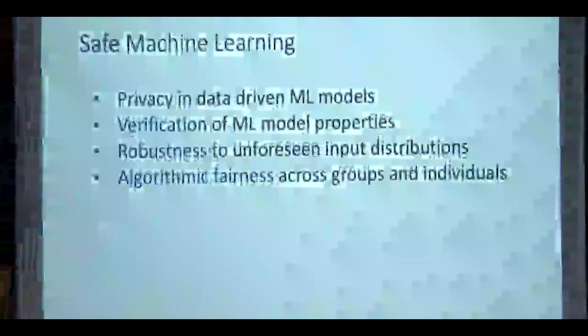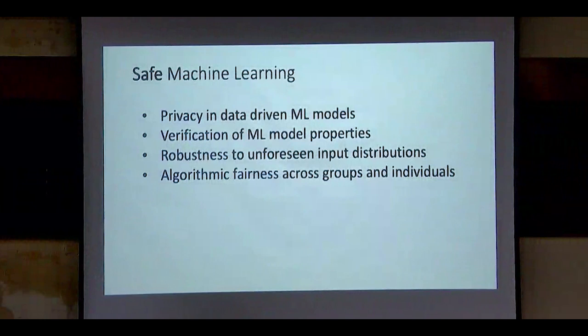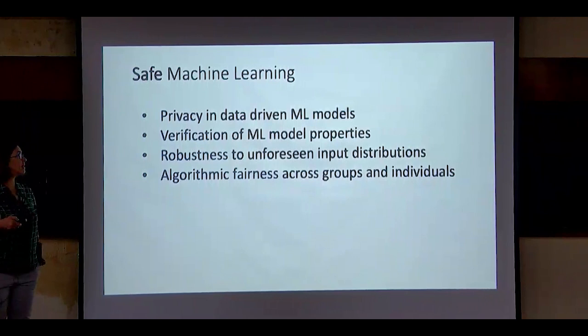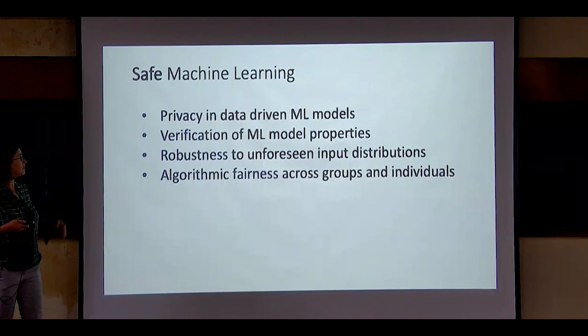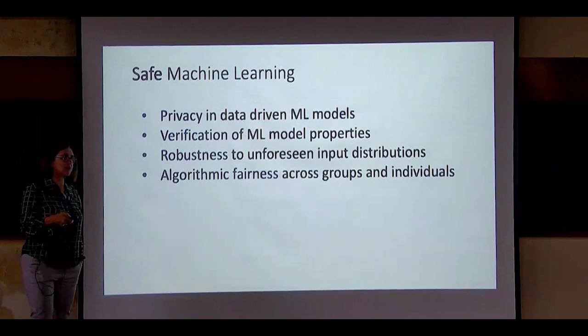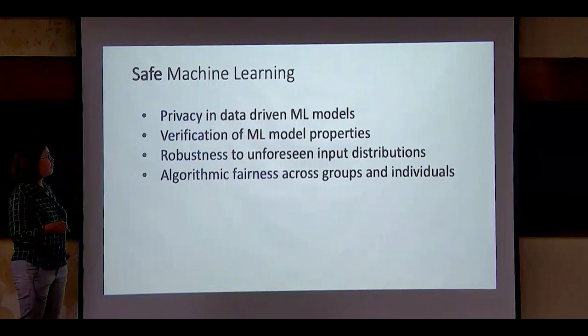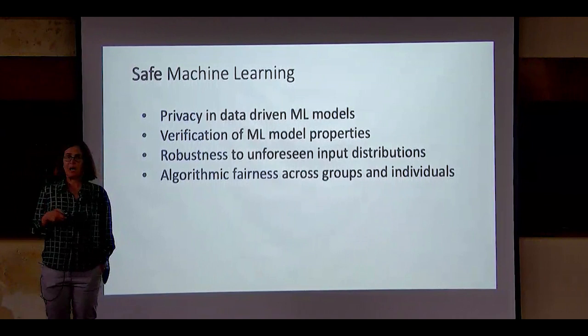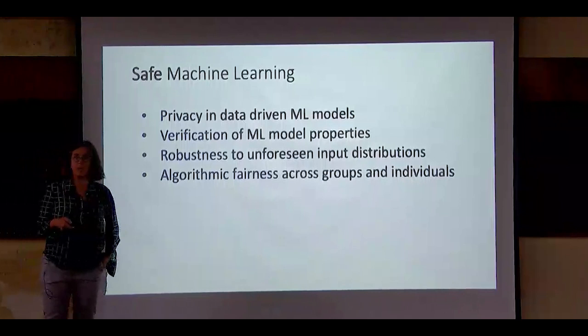First, we'll get to the right to deny in a slide or two, but I want to point out that a lot of people, including myself, have been paying attention these days to questions in the realm of what's called safe machine learning. When you say safe machine learning, you mean many things, but usually one of these four things: privacy in machine learning models which use data, so you want to maintain the privacy of the data; verification maybe of the machine learning model properties; robustness to unforeseen input distributions, which people know under the name of adversarial machine learning; and algorithmic fairness, which has become a very big topic, and there's a lot of research in this.